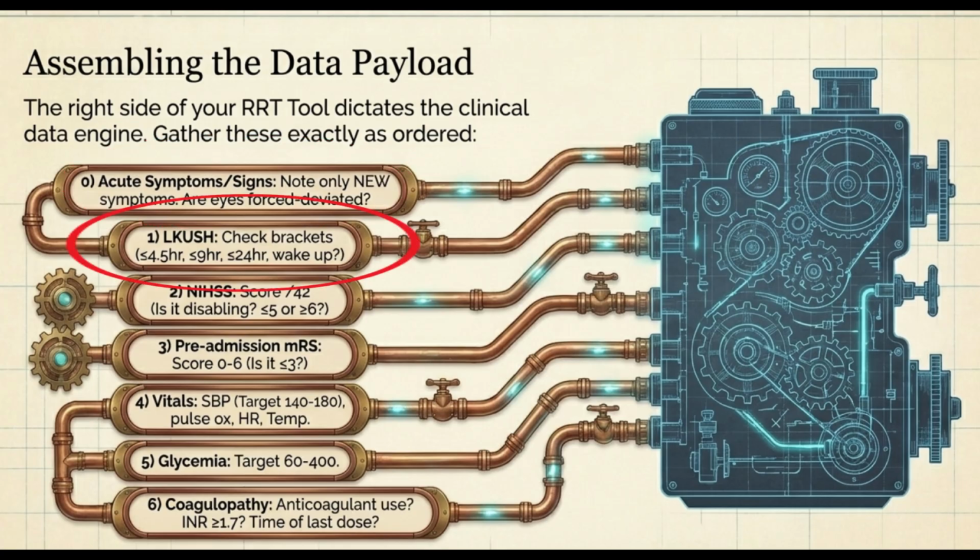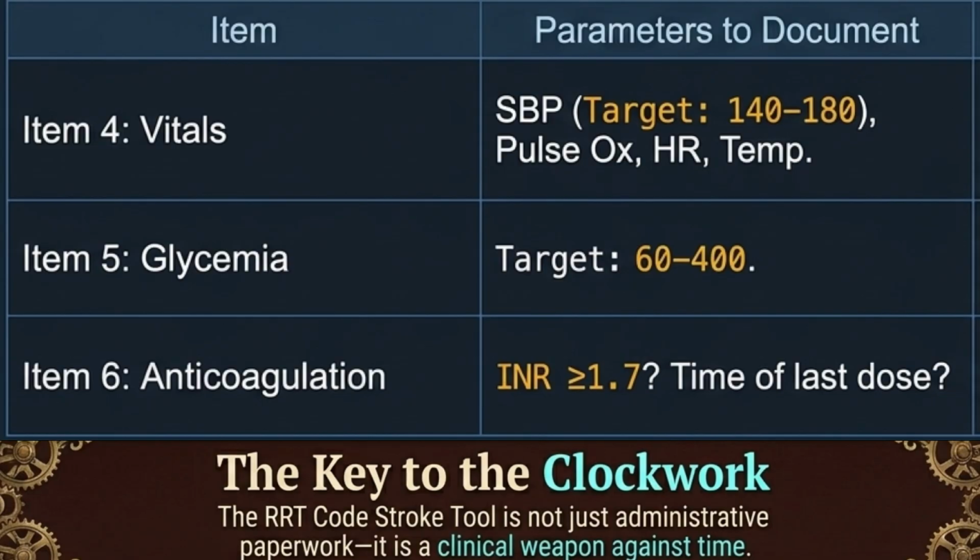Then establish your LQSH timeframe. Next, calculate the NIH stroke scale out of 42. Figure out their pre-admission modified ranking score, or MRS, then grab vitals, check blood sugar, and finally, determine their anticoagulant use and coagulopathy status.